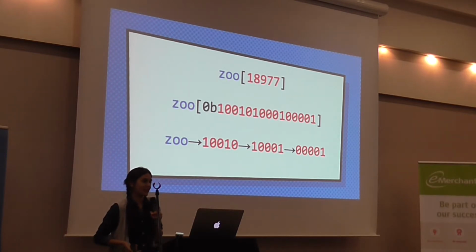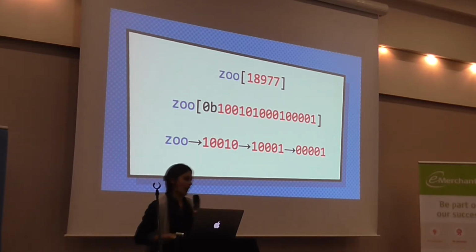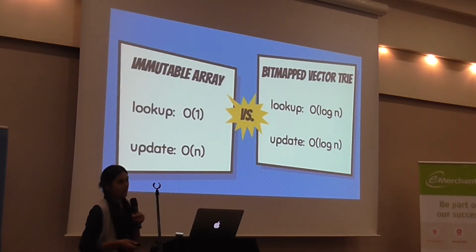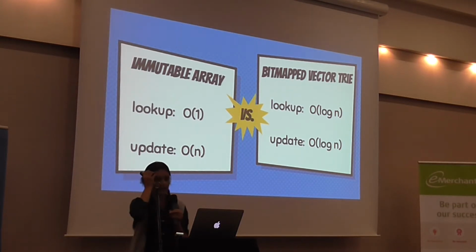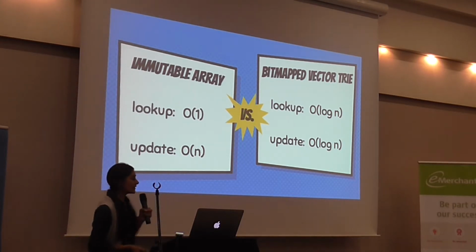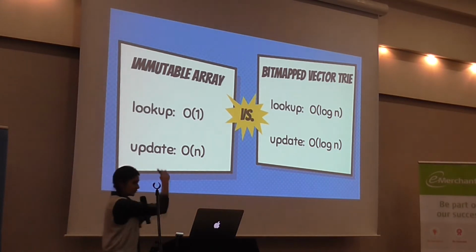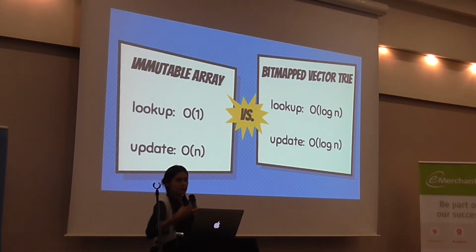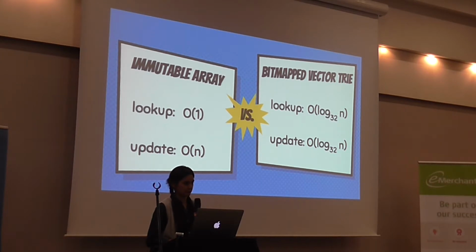I see how excited you all are by this. I feel the excitement. Okay, so the point is, it's a trade-off. You can choose. But if we do use 32 for our branching factor here, there's some good news. We said that our bitmap vector tries have basically logarithmic lookup and update complexity. But if the base of that logarithm is 32, we're going to get some pretty small numbers.